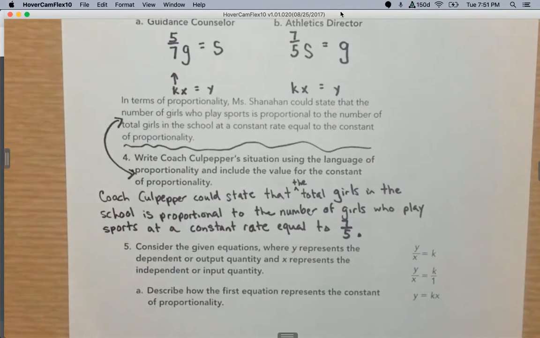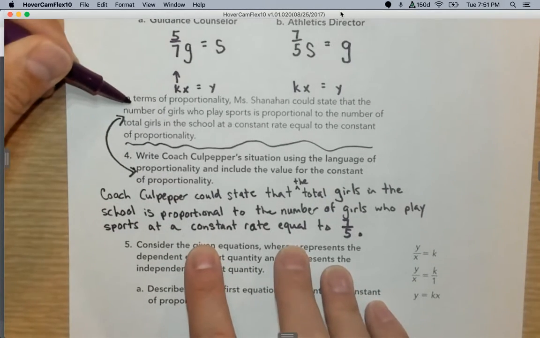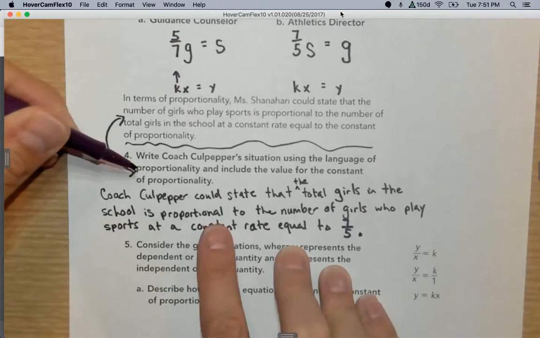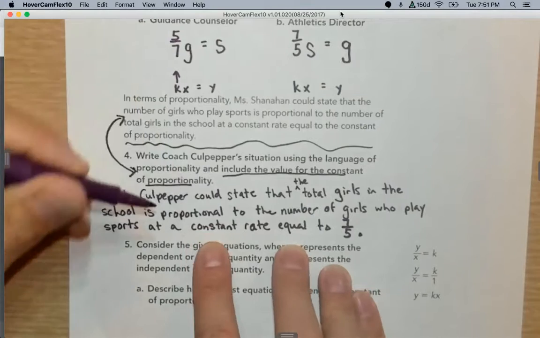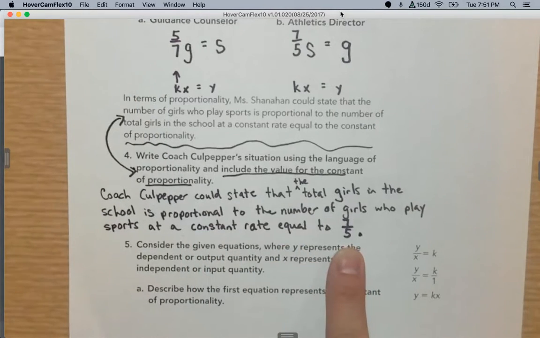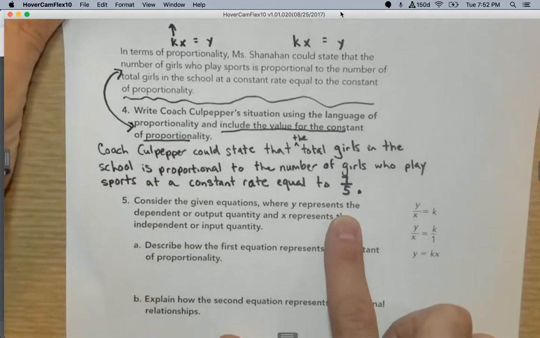Okay? So notice how this is just like what we did here. And the thing that they had is include the value for the constant of proportionality. And so that's what I did at the very end here. Okay? And so the things that they put in between are usually helping me to get where I need to go.